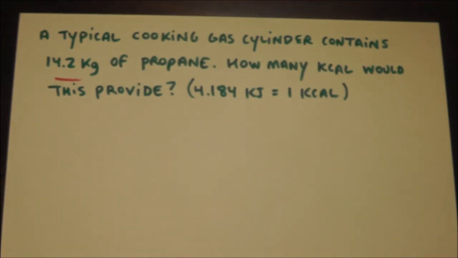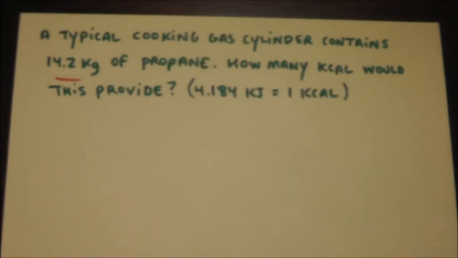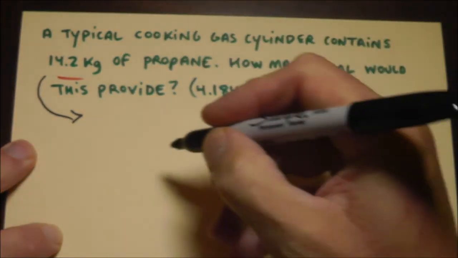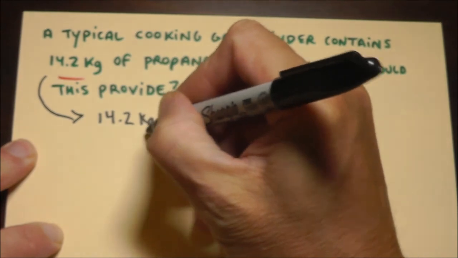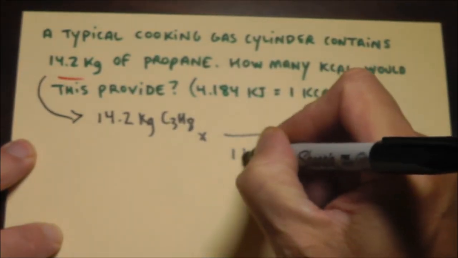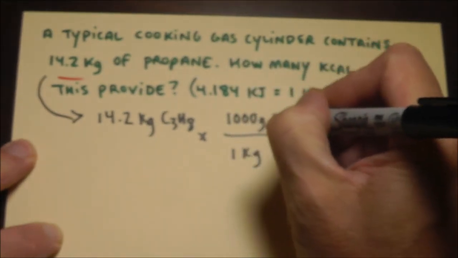So we're going to use our answer. Now here, we don't need to know about sign. It's more of a magnitude, but I'm going to start with that number, and then we're going to convert kilojoules per mole to how many moles. So I need to know how many moles 14.2 kilograms is. That's, of course, 14.2 kilograms of C3H8. 1 kilogram is 1,000 grams of C3H8.